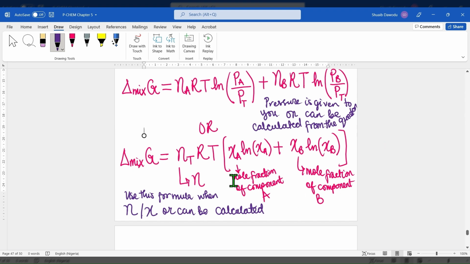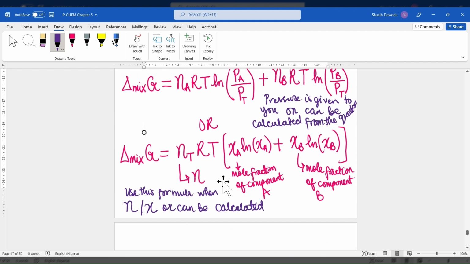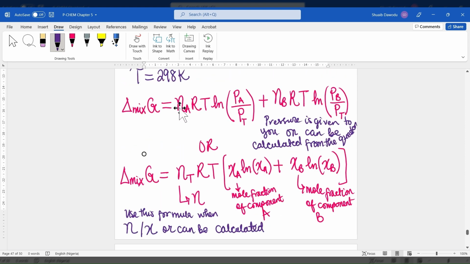Of course, when you now go back to our question and read it, we're told to calculate the Gibbs energy, entropy, and enthalpy of mixing when 1.0 mole is mixed with 1.0 mole. You can see that we're going to use the second equation because we're given the moles, and we can easily calculate the mole fraction since we already have been given the moles of all the components. It's not going to work for the first formula because we're not given any information with regards to pressure. Either way, we're given volume that can be used to calculate pressure.